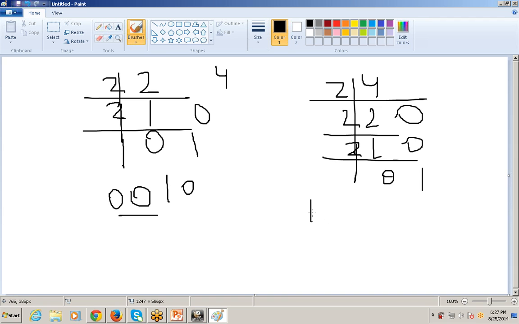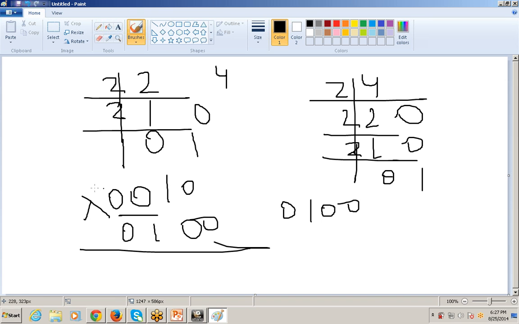I have to convert into 4 bits, so this is 0, 1, 0, 0. Now I have to multiply these two numbers 0, 1, 0, 0 into 0. Same procedure as it is. I use 0, 0, 0, use 0, 0, 0, then 1, then 0, and then add the numbers.